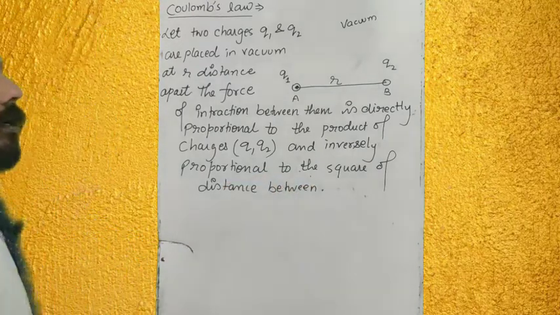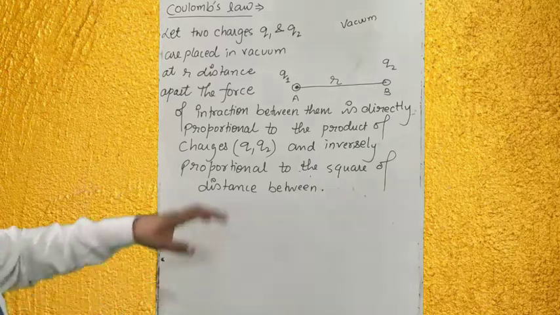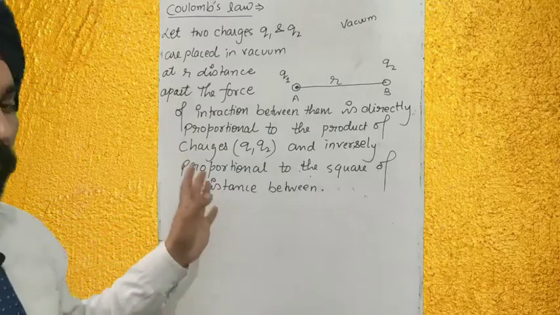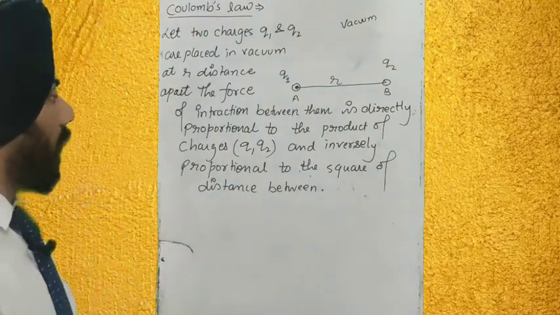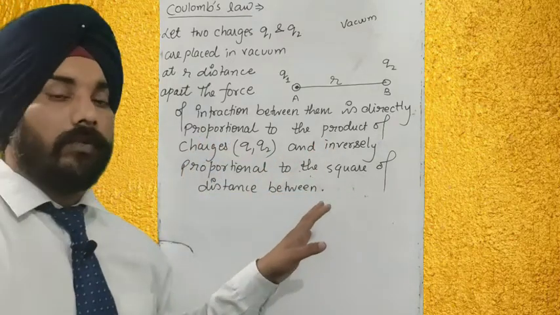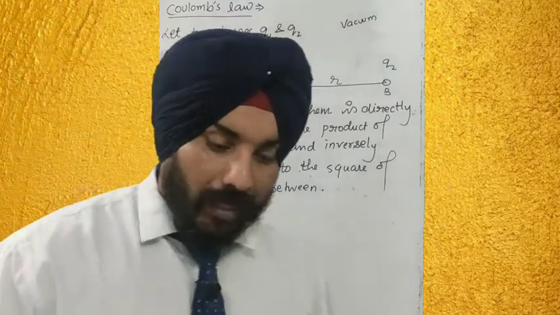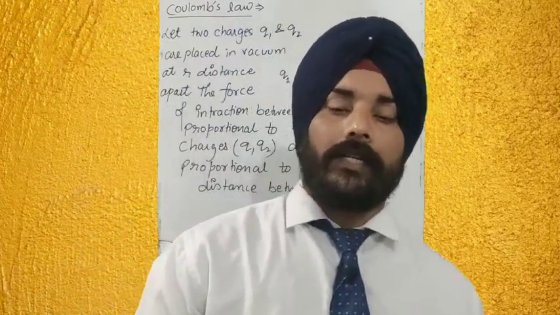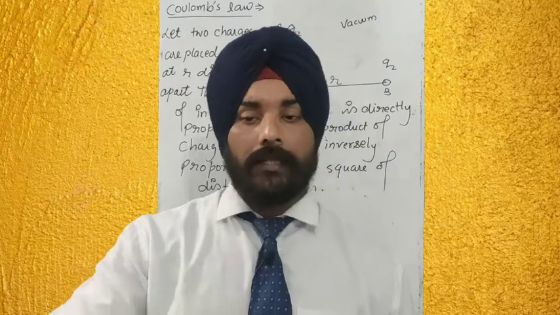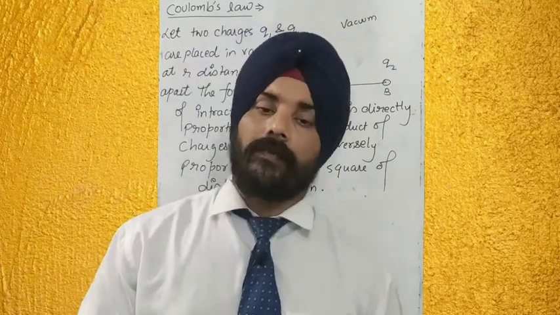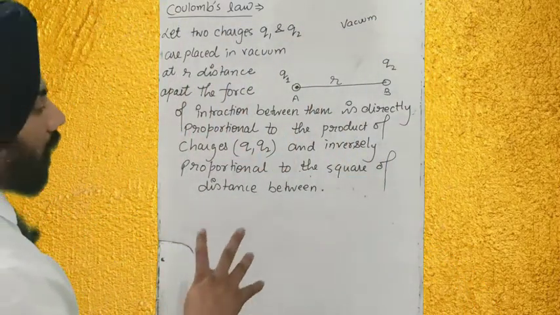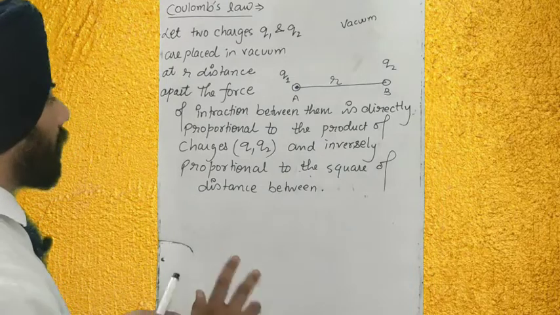I hope you understood the statement of Coulomb's law. When two charges are kept in vacuum at some distance apart, there will be a force of attraction or repulsion between them that is directly proportional to the product of charges and inversely proportional to the square of the distance between them. This law is analogous to Newton's law of gravitation. There it was mass and here it is charge. That was also an inverse square law, and this is also an inverse square law. So both are analogous to each other, just with mass and charge interchanged.